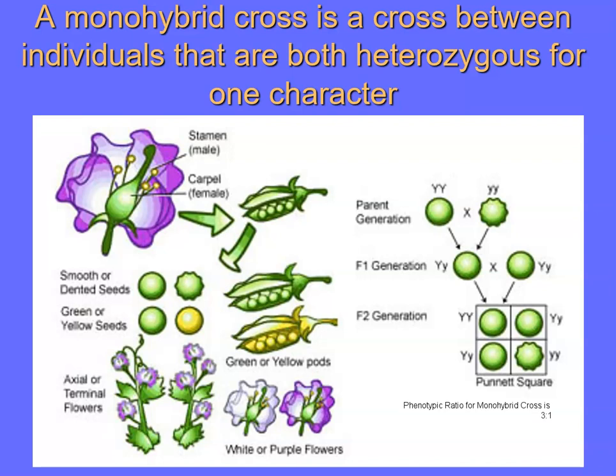Now that we have established what a monohybrid cross is, in our next lesson we're going to look at an example of a dihybrid cross and experiments that led to Mendel's law of independent assortment.